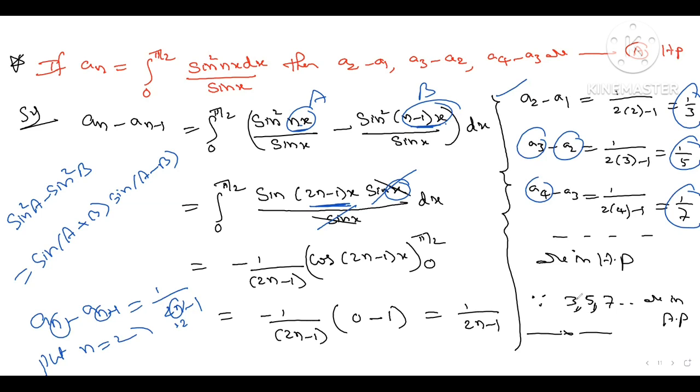Let us observe here, 1 by 3, 1 by 5, 1 by 7 are in HP. Why? Because the denominators 3, 5, 7 are in AP. The reciprocals are in HP. 1 by 3, 1 by 5, 1 by 7 are in harmonic progression. So what is the answer here? Harmonic progression.